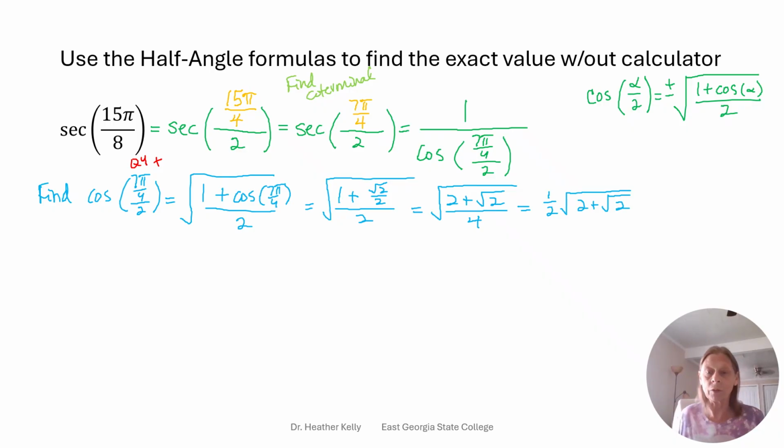Now, the reason why I put the 1/2 in front is just so that it's very clear that the 2 in the denominator is not underneath the radical. So just to make it very clear, you could have put it over 2. That certainly is acceptable. Okay, so now this is what the cosine of 7 pi over 4 over 2 is. So now we're going to flip it back in.